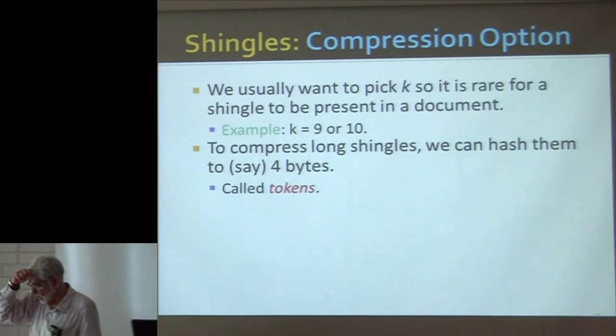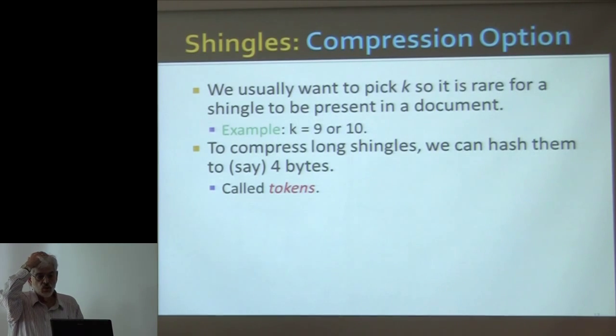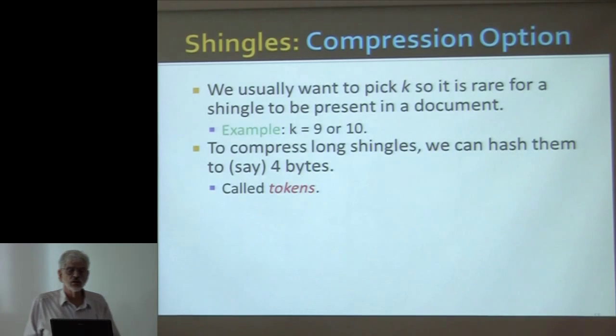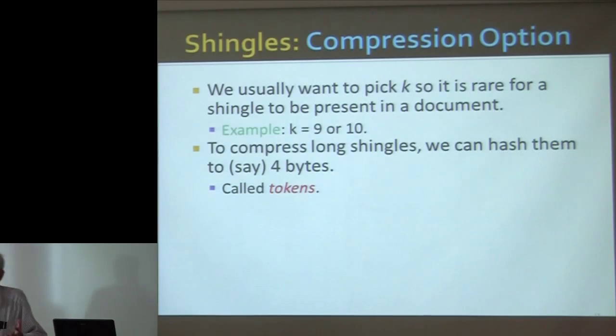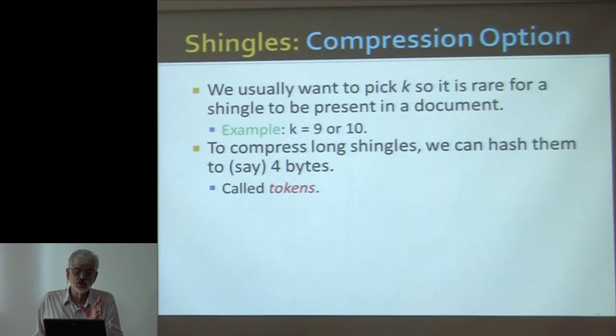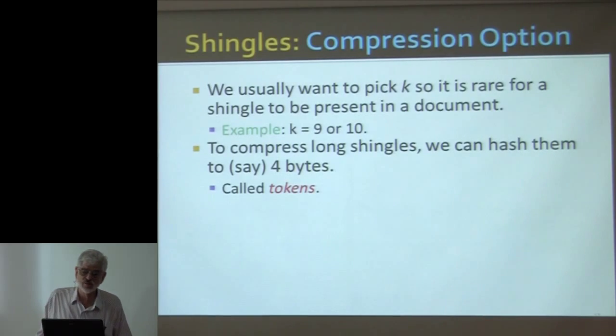Now, on the other hand, if you pick something like K equals 9, you can get away with compressing the shingles. The way you do it is to hash character strings of length 9 to 4 bytes, 32 bits. Since documents tend to be much shorter than 2 to the 32nd characters, you still have the property that most shingles will not appear even after hashing. But this way you're compressing the shingles by a factor of a little more than 2. So it's an option. I'm not going to worry about it too much.